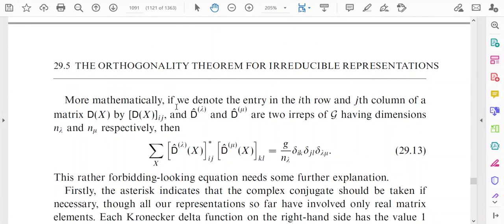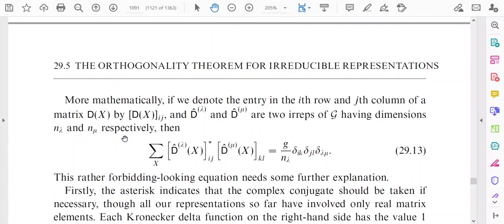Suppose we denote the entry in the ith row and jth column of a matrix D^x. So you consider a particular matrix representation D^x, and for a particular element you denote D^x_ij, where i is the row and j is the column, and D^λ and D^μ are two different irreducible representations of G having dimensions n_λ and n_μ respectively.